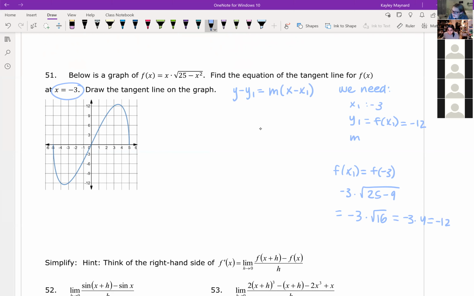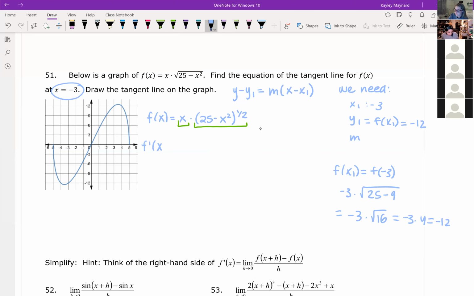So let me rewrite f of x just to make it a little easier for us to take the derivative. So this is x times (25 minus x squared) to the 1/2 power. If you're ever given a square root and you've got to find the derivative, it's always easier to write it as a 1/2 power because the power rule makes life a lot easier. However, this is a bit of a complicated one to take the derivative of because you've got a product rule. You've got 2 things being multiplied, but within this second function, you've got a chain rule. Yikes. Well, let's take it step by step.